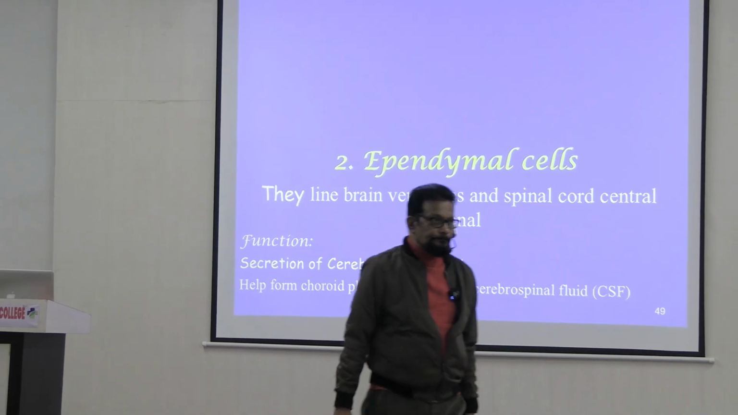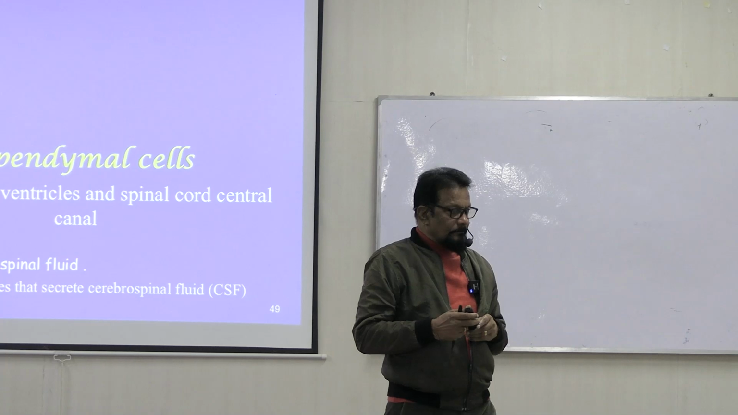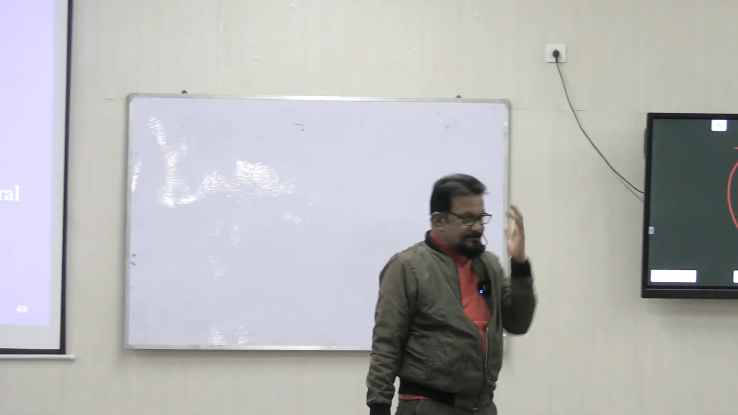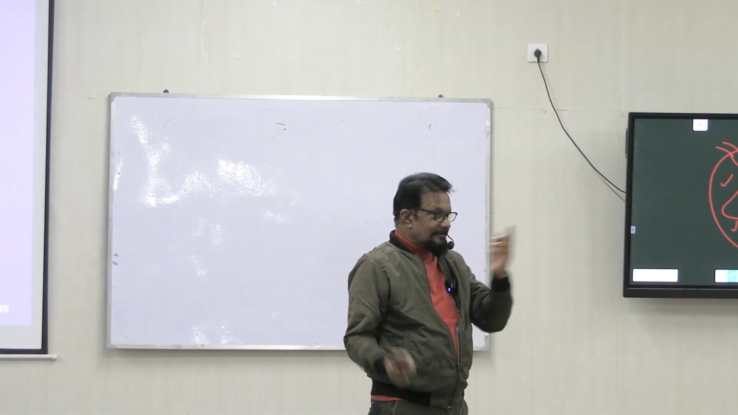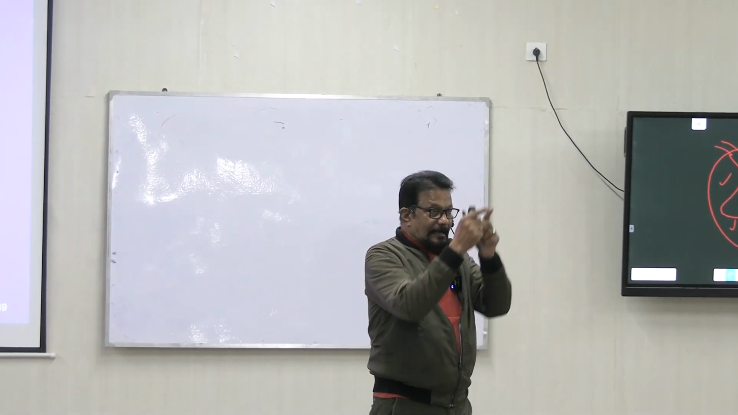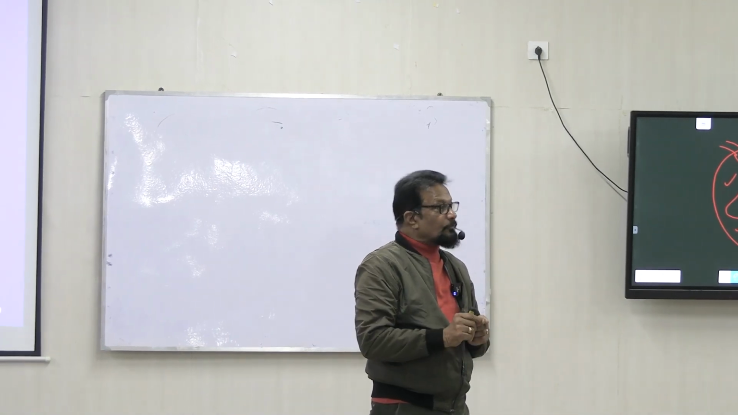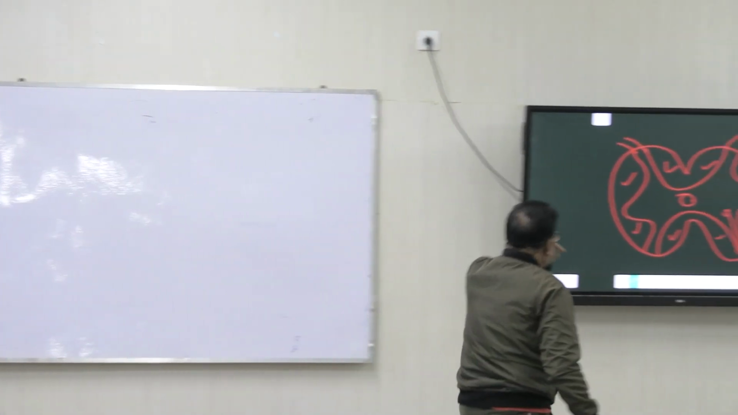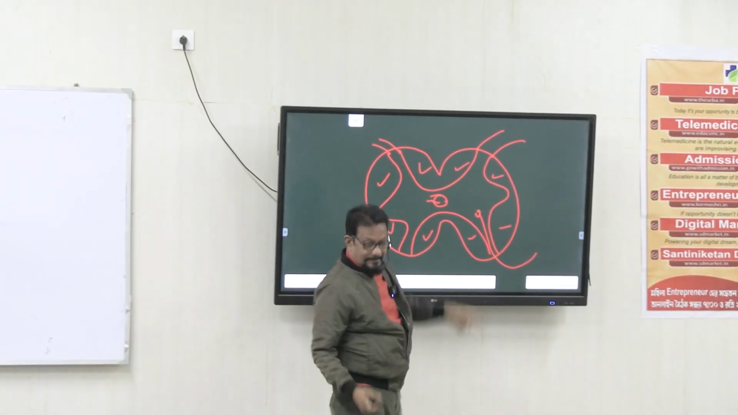In our brain, there are some hollow spaces. At the two sides, these are called lateral ventricles. Two lateral ventricles are there. They are interconnected to another ventricle called the third ventricle. This third ventricle is again connected through a neurotubular structure to another ventricle called the fourth ventricle. Now the fourth ventricle is connected to the spinal cord. This is the central canal.